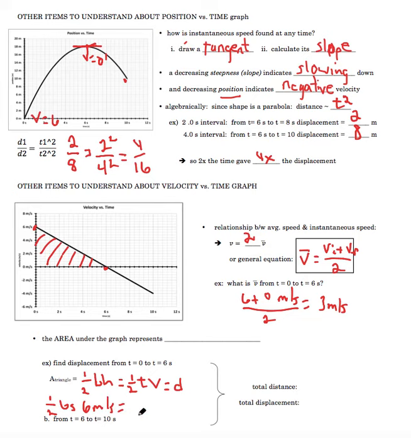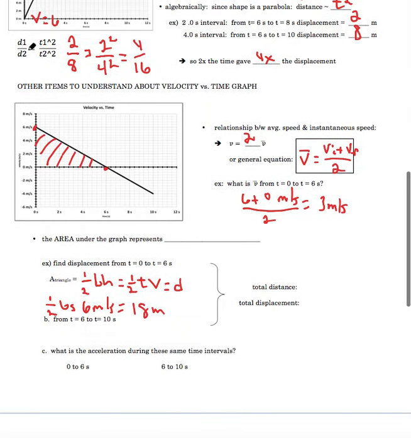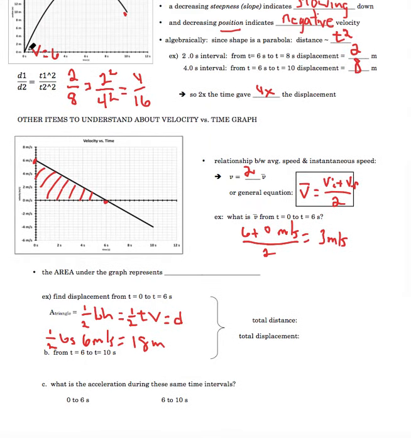Okay, multiply that all out and you get 18 meters per second times seconds gives us meters. And sure enough, if we go over to this graph after 6 seconds, we see that we've gone 18 meters. Alright, let's try this again with, let's say, from 6 to 10 seconds. So let's say we go from here to here.